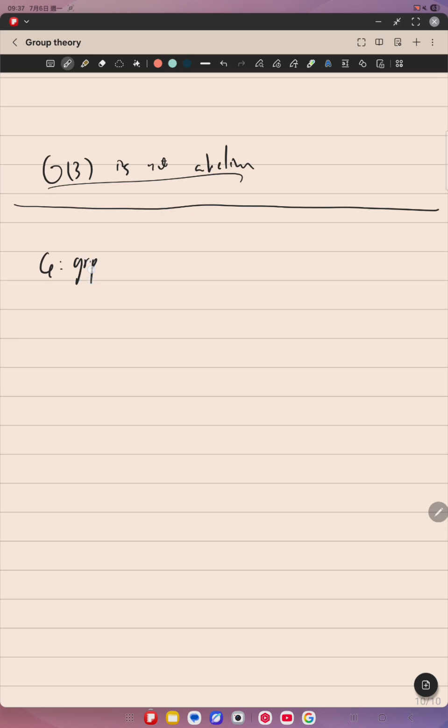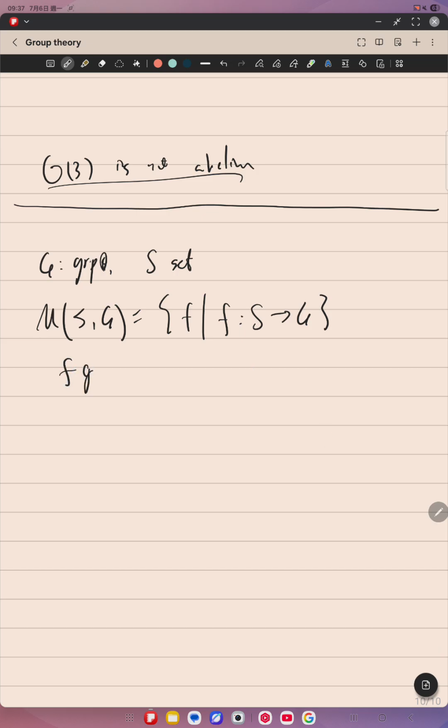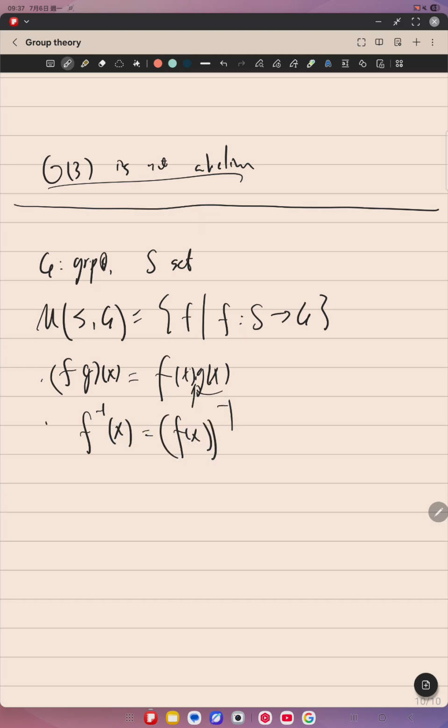If G is a group and S is a set, we can consider M(S,G). So basically, it's all the maps from S to G. Okay, so it's all the functions, and the composition is very simple. So f times g at x will just be f of x times g of x. Notice that this is g of x in G, right? So this is the operation in G, and the inverse f inverse of x is basically f of x inverse. Okay, this says that M(S,G) is a group.